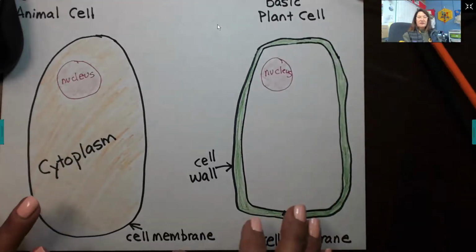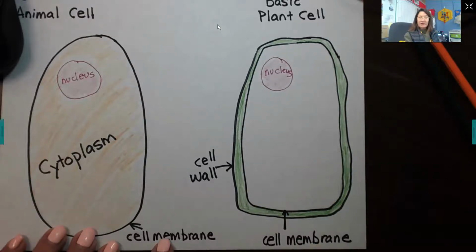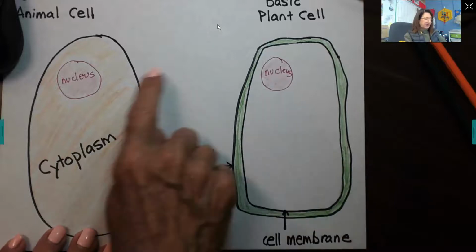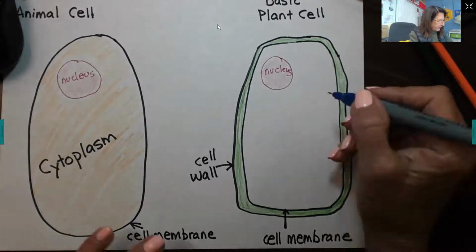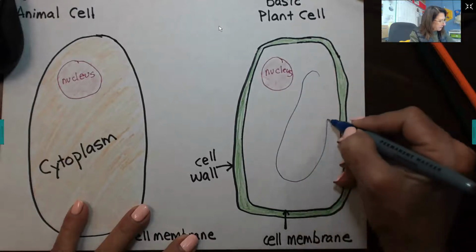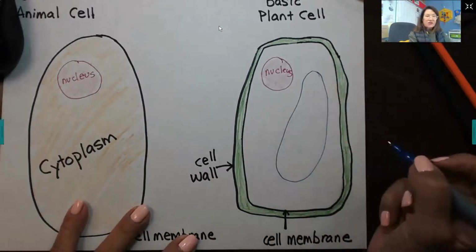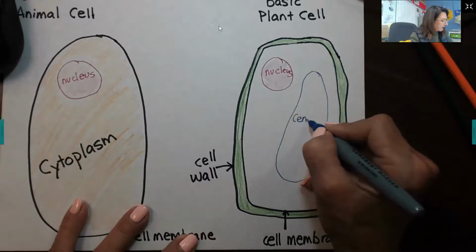Okay, now notice how I have two of the same things. I have a cell membrane here and here, and I have a nucleus here and here. So now what I'm going to do is, in a plant cell, the large thing that it has is this central vacuole. So this is going to be my central vacuole. So I'm going to label it.